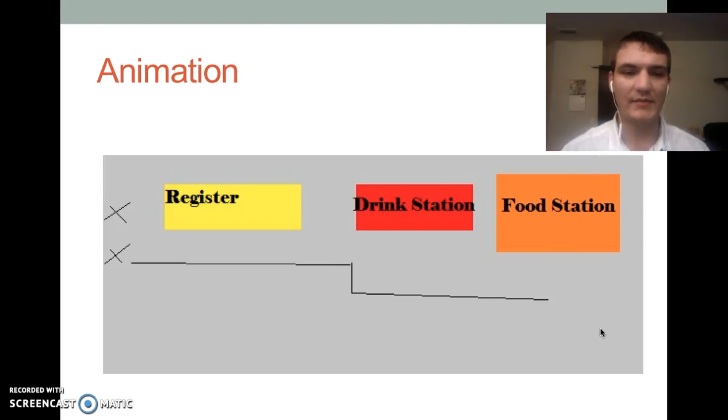Here's a look at the animation that I used for this process. Just like I said before, first you would wait in line, which is the double-crossed hairs. Then you would proceed to the register to order your food, and then you would make your way along the line towards the drink station if you ordered a drink. If you didn't, or if you did both, you would move on to the food station, and then you would go past the line out of the queue.